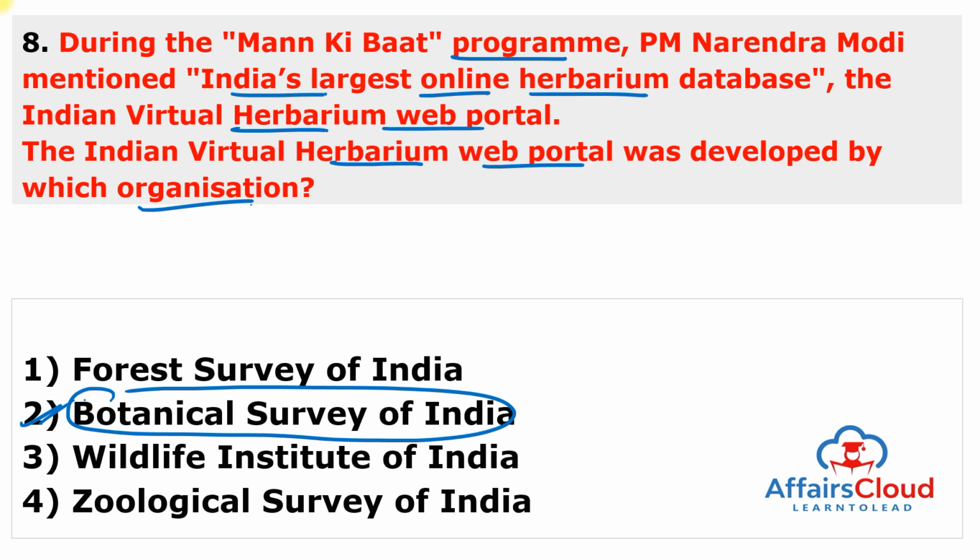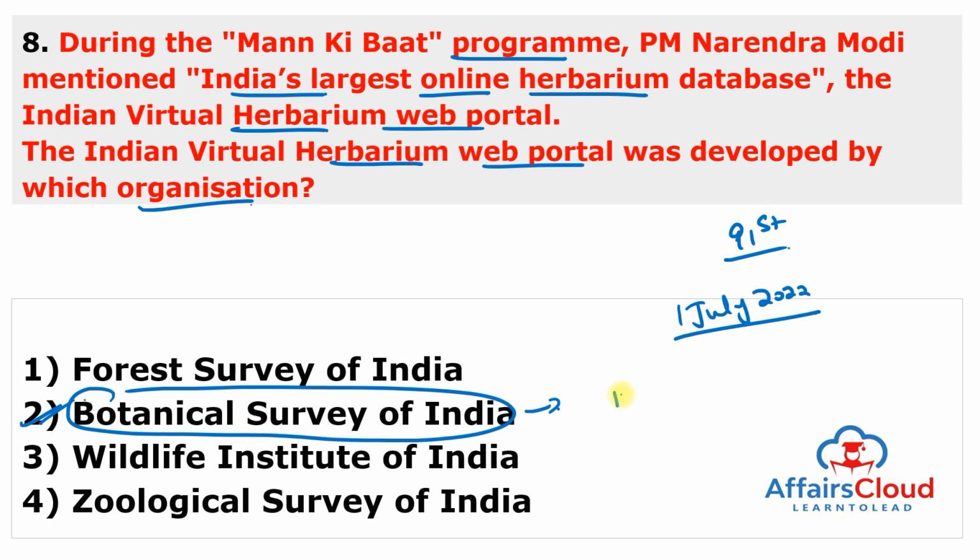So during Prime Minister Narendra Modi 91st edition of the monthly radio broadcast program Mann Ki Baat, he had shared India's effort in the field of varied medicinal plants and herbs, and he also highlighted India's largest online herbarium database. It is the Indian Virtual Herbarium Web Portal launched on 1st of July 2022 by the Union Minister Bhupender Yadav ji under the Ministry of Environment, Forest and Climate Change. And Botanical Survey of India developed the Indian Virtual Herbarium Portal.